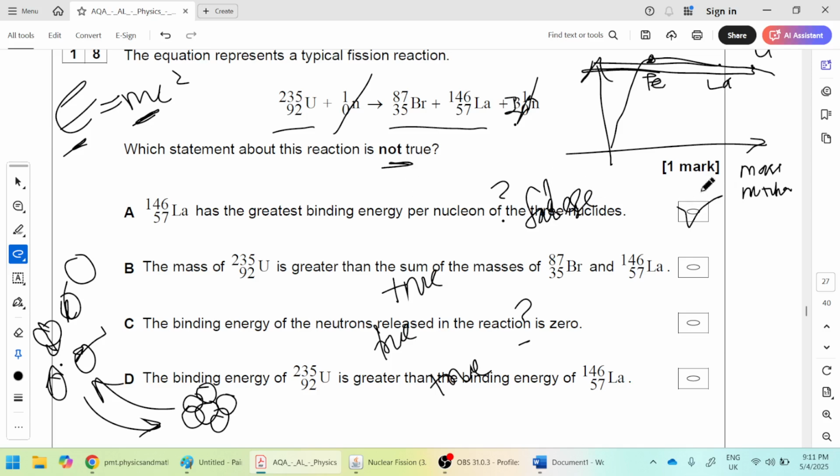I'm going to mark that. Let's check the mark scheme really quickly. I'm curious. Oh yeah, it is A. Cool. But you know the logic now, right?